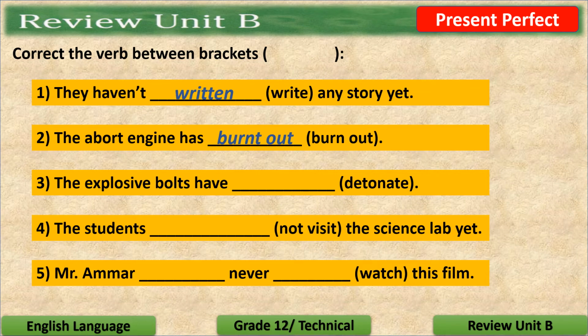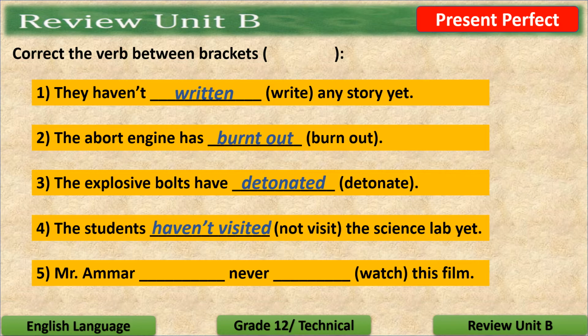Number 3, the explosive bolts have, so we have to change the verb detonate into the past participle, which is detonated. While in sentence number 4, the students visit the science lab yet. Here, because we have the keyword yet, which is used with negative sentences, we have to write the answer as haven't visited.